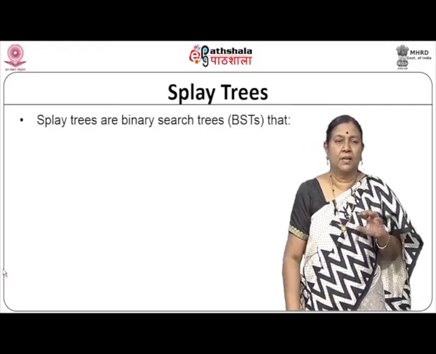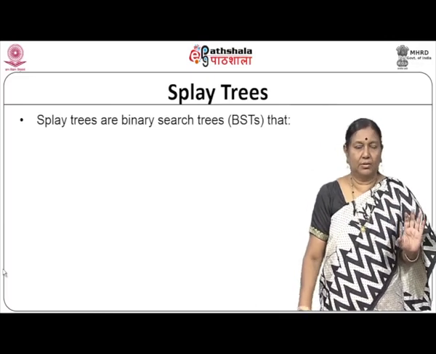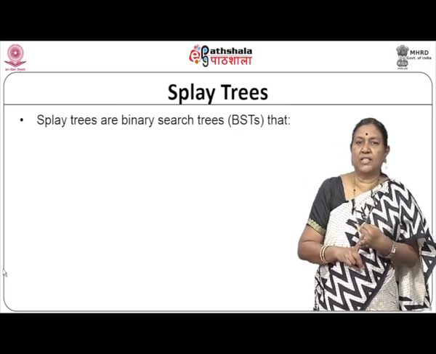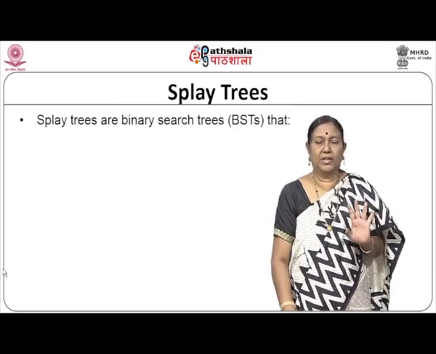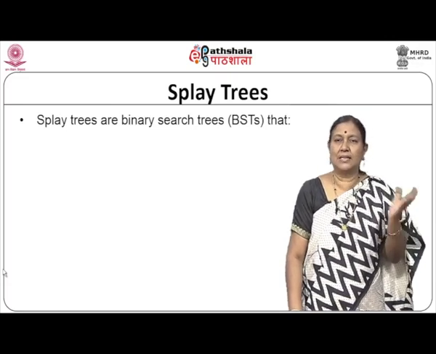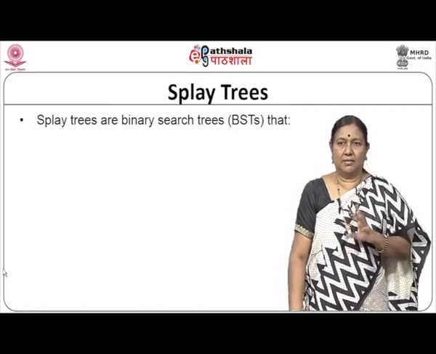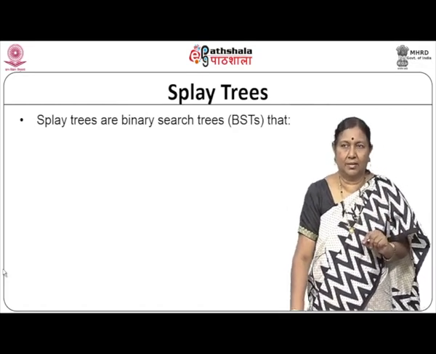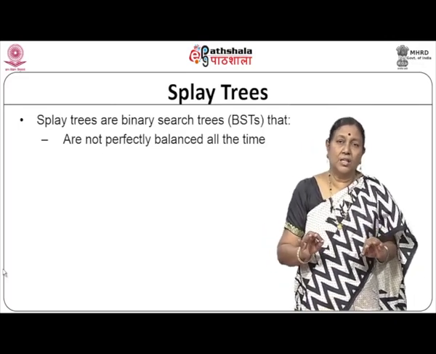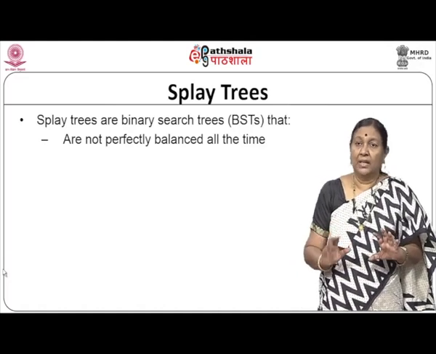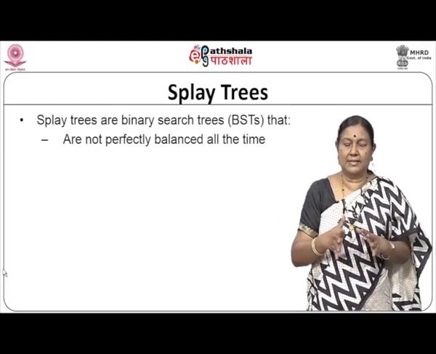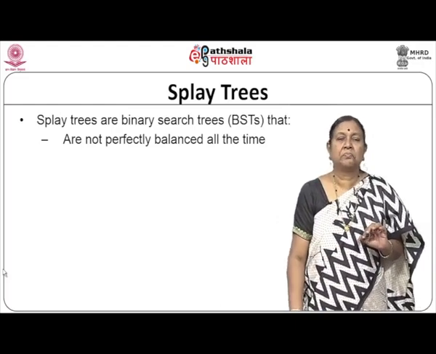Or make it easier, make it faster. So, splay trees are binary search trees. Just like AVL trees were binary search trees, red black trees were essentially binary search trees, a splay tree is also a binary search tree. Remember the binary search tree property: the left keys are less than the root and the right tree keys are greater than the node lexicographically. But the idea here is they are not perfectly balanced all the time. Even in AVL we did an approximate balancing, here again we are saying that it is not perfectly balanced all the time.